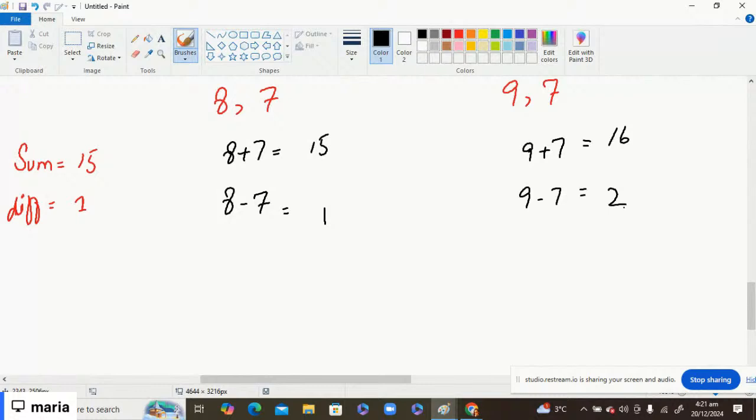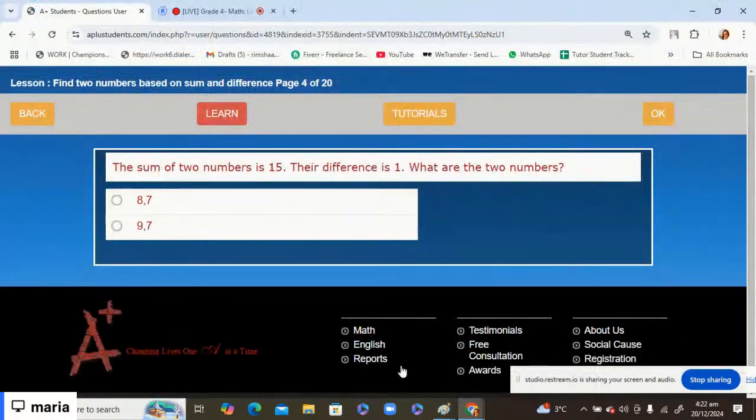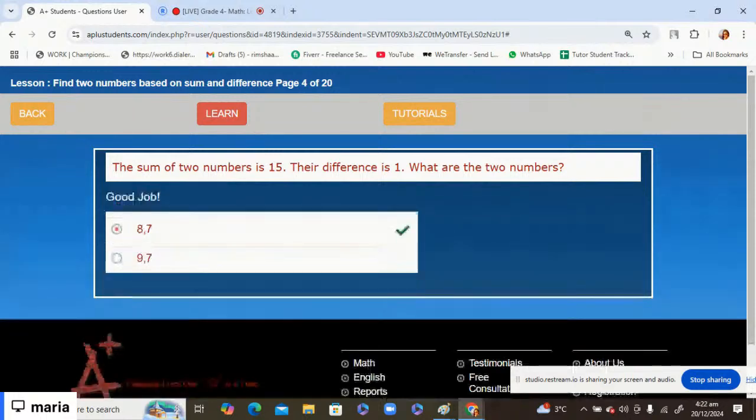So when you add up, you get the answer 15. When you subtract, you get the answer 1. This is 8 and 7, because for 9 and 7 it's 16 and 2, so this is not the answer. So the answer is 15 and 1. That is 8 and 7. So this is the right answer.